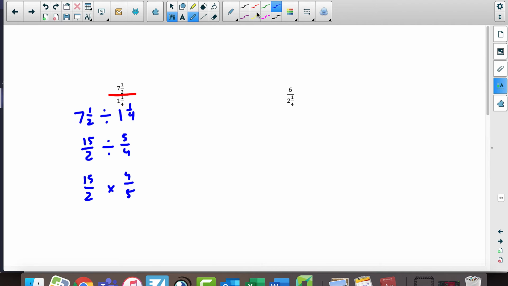Now that it's a multiplication question, I can ninja slice. 15 and 5 can be divided by 5. So 1 here and 3 here. 15 by 5 is 3. 2 and 4 can be divided by 2. 1 here and 2 here. 4 divided by 2 is 2.